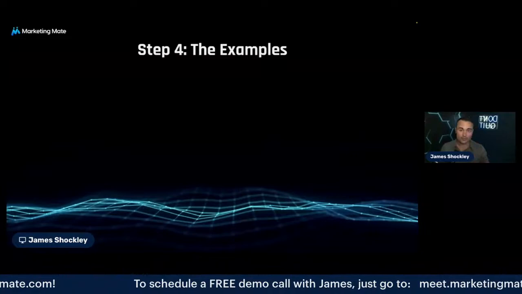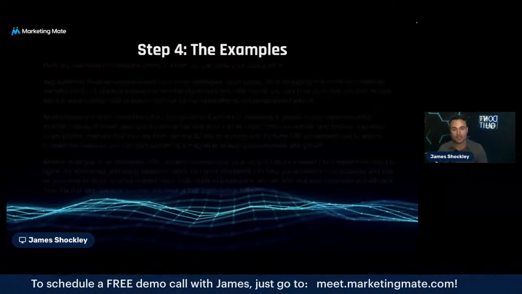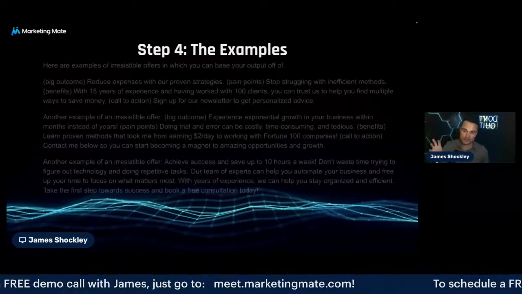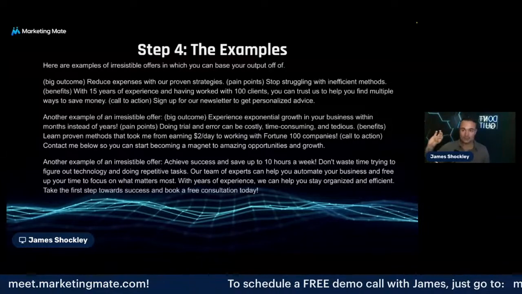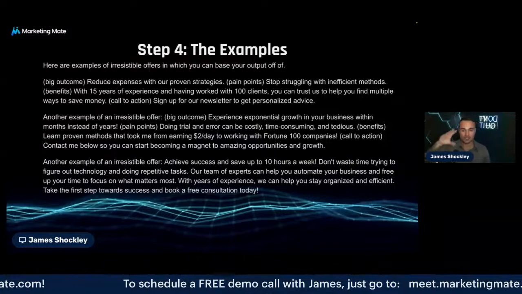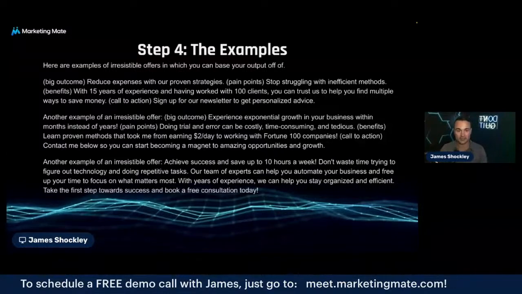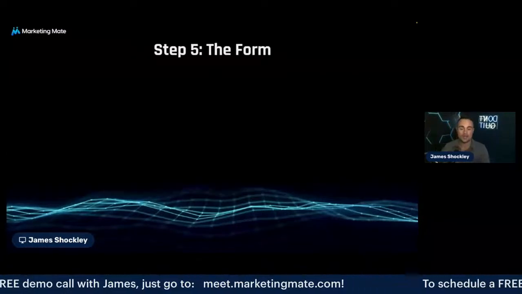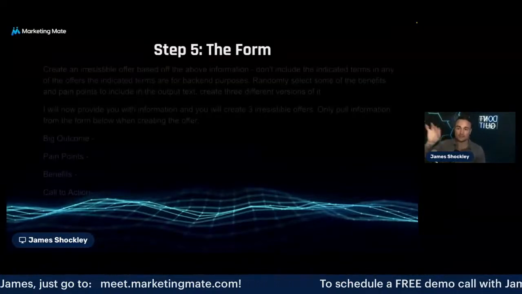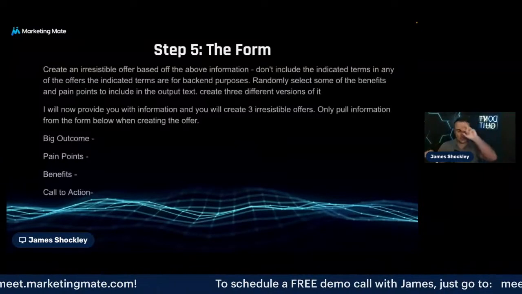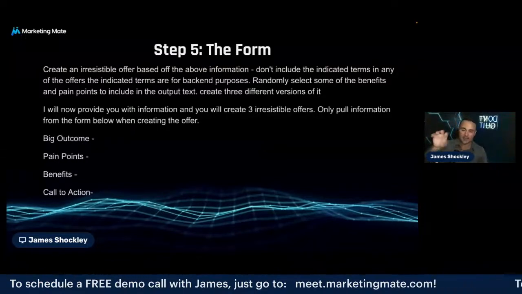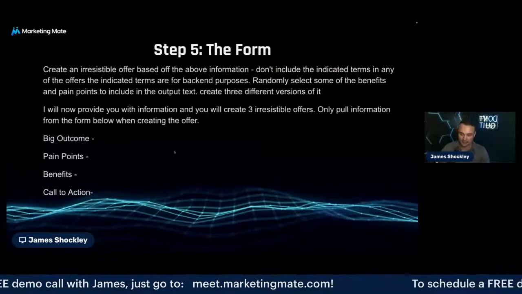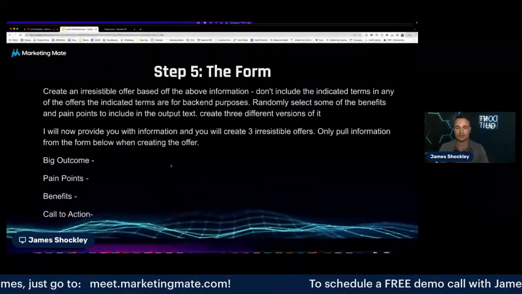So then what I want to do is actually give it examples. I'm going to provide it 3 different examples. I'm going to show, okay, here's the big outcome, here are the pain points, the benefits, and the call to action in all 3 different examples that I provide. And then finally, I want to say, here's the form, create this, don't do this, give it some kind of criteria, right? And I'm going to have it fill out big outcome, pain point, benefits, and call to action.